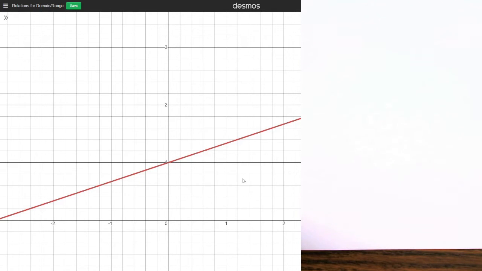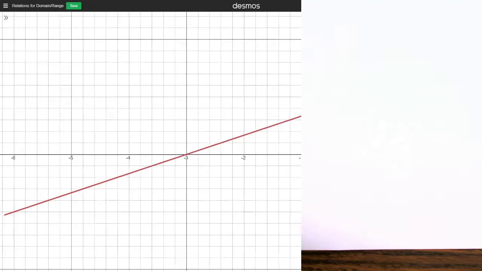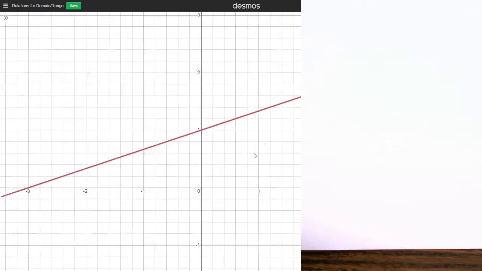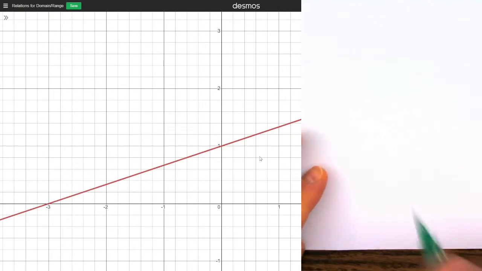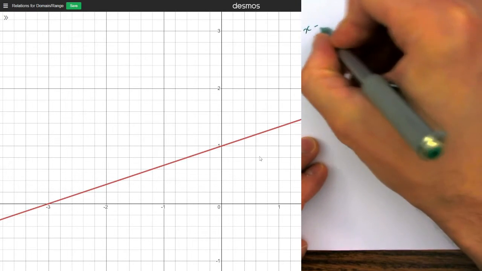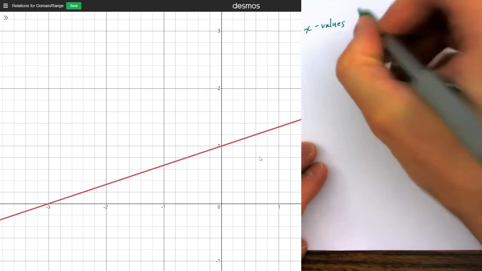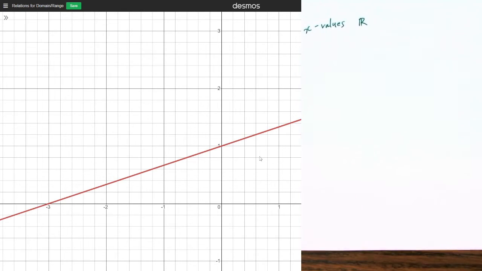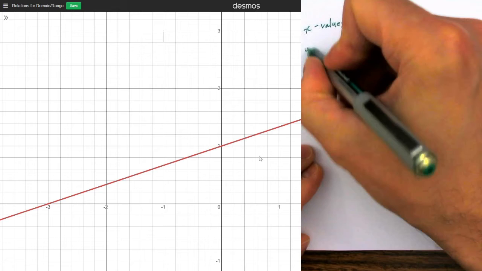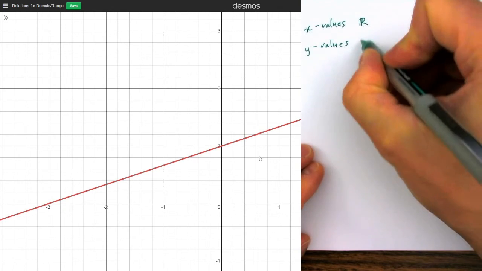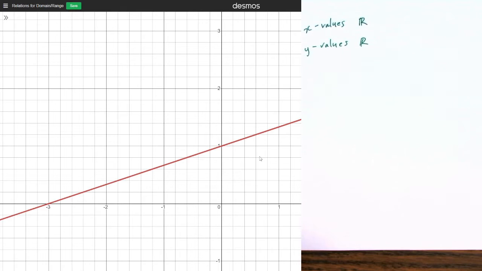Okay, here we've got a linear relation, and it looks like it keeps going in both directions. So for the x values, we have all the real numbers, and we have all the real numbers for the y values as well. And we know we have all the real values because none of them are skipped. So if you can think of any number, eventually it'll occur as an x value of a point on this line or a y value of a point on this line.